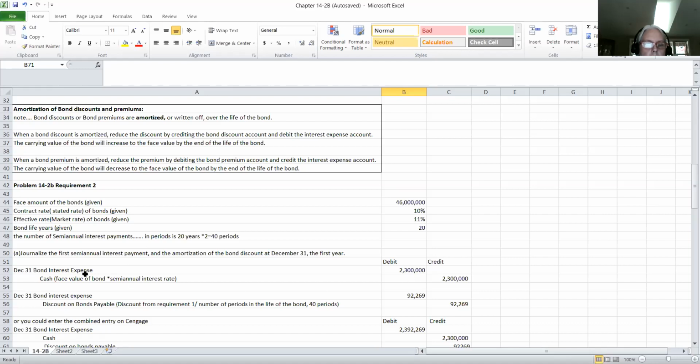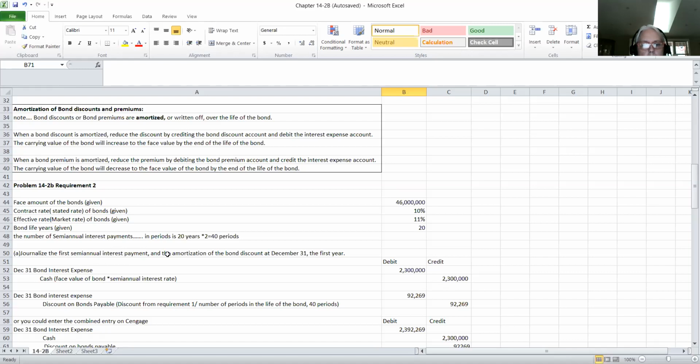That's what we would debit to our interest expense account, and we would credit to our cash account, because that's the amount of the payment in interest that we have to give to our bondholders. Because bonds are liabilities, we pay back interest. And the amount of interest on this particular bond issue is $2,300,000. Again, I got that by taking the 46 million and multiplying it by 5%. That gives me $2,300,000. So that's how you do the journal entry for the bond interest expense.